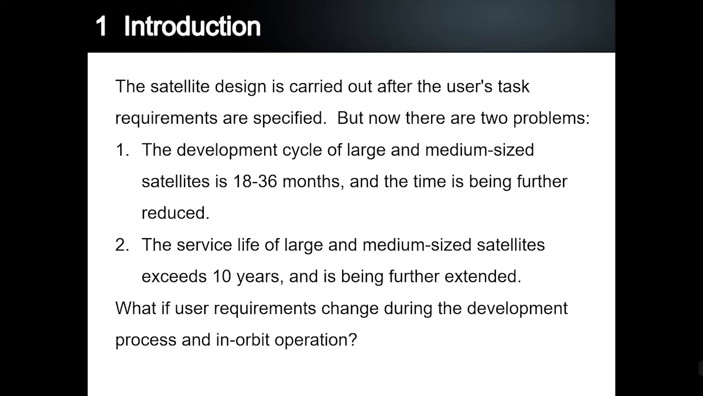First, introduction. The satellite design is carried out after the user's task requirements are specified, but now there are 2 problems. 1. The development cycle of large and medium-sized satellites is 18 to 36 months, and the time is being further reduced. 2. The service life of large and medium-sized satellites exceeds 10 years and is being further extended. What if user requirements change during the development process and in-orbit operation?